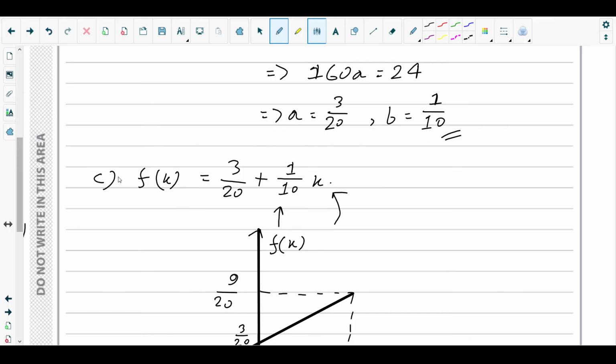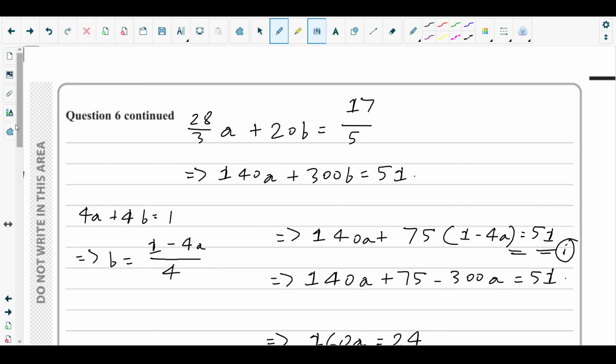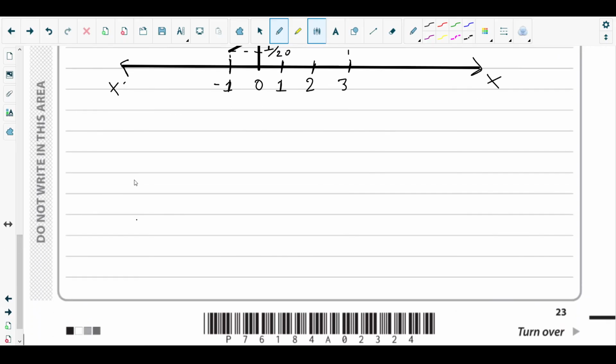Now part D, the last part of this question. Find the value of k for which the probability of x greater than or equal to k equals 0.8. This is not that difficult. We'll just use the concept of integration, because the area under the probability density function gives you the probability, right?